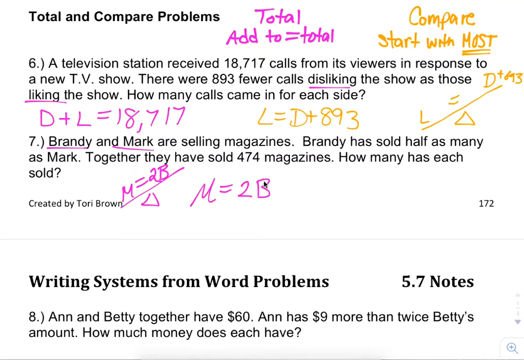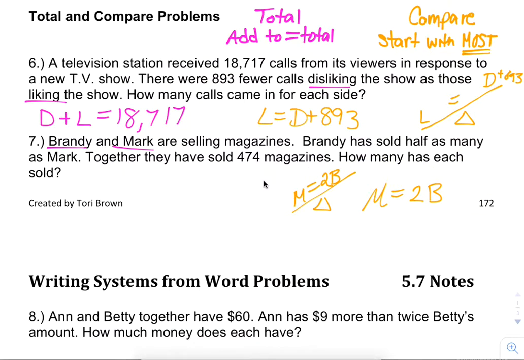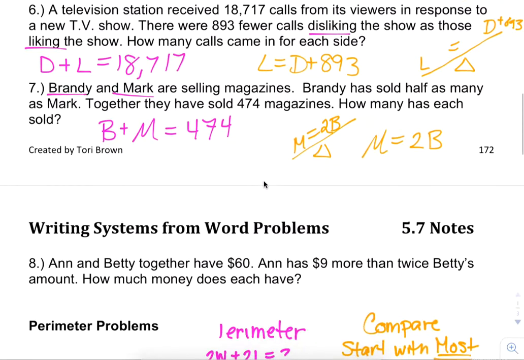All right. Last part of my equation that I'm going to need. Whoops. Sorry, that was technically supposed to be in orange. Give me just a second. There we go. My second equation is going to be my total. Together, they sold 474 magazines. So we're going to put them together. Brandy plus Mark equals 474. Okay, those are your 2 equations. You have your comparison and you have your total. We're going to do one more of these down on problem 8. It's actually on the next page.